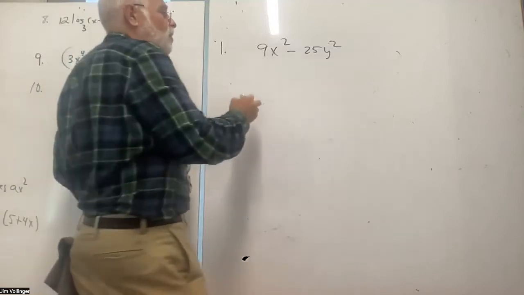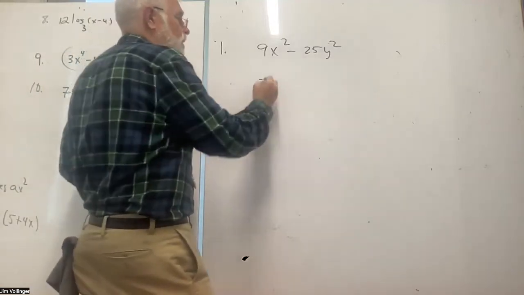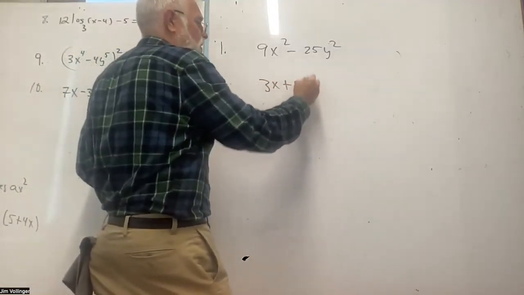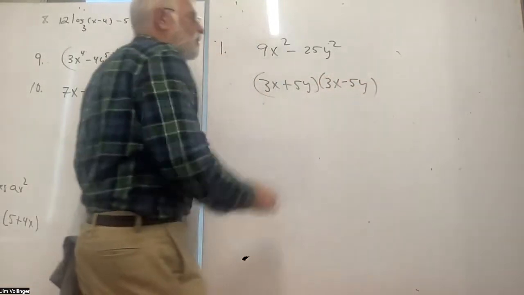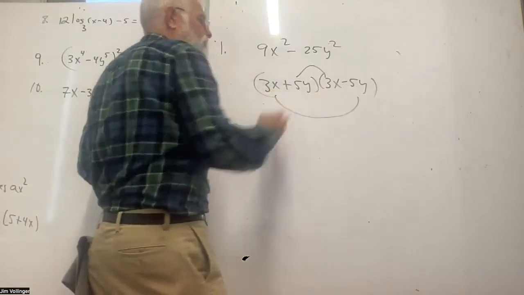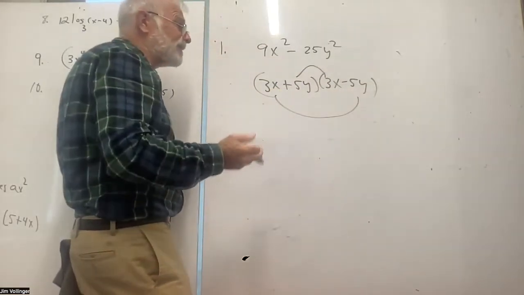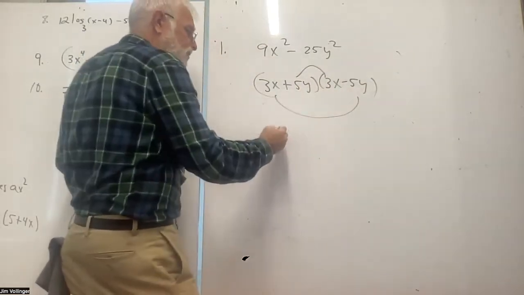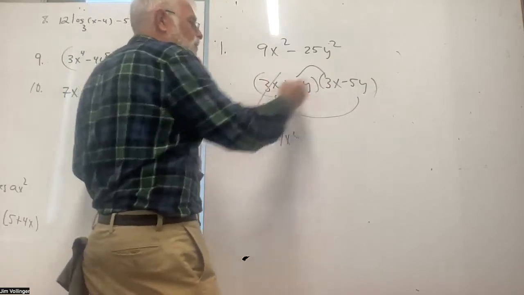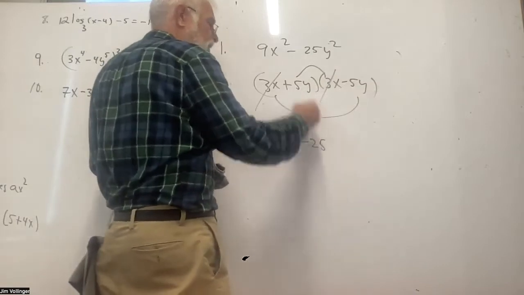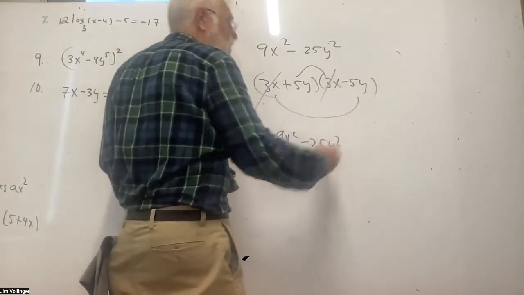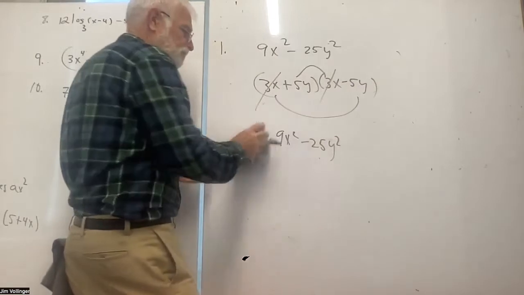Pausing the video, and I hope you write the following: 3x plus 5y times 3x minus 5y. And we can see 15xy and minus 15xy cancel, giving us 3x times 3x, which is 9x squared, and minus 5 times 5 is minus 25, and y times y is y squared. Yes, that product works.